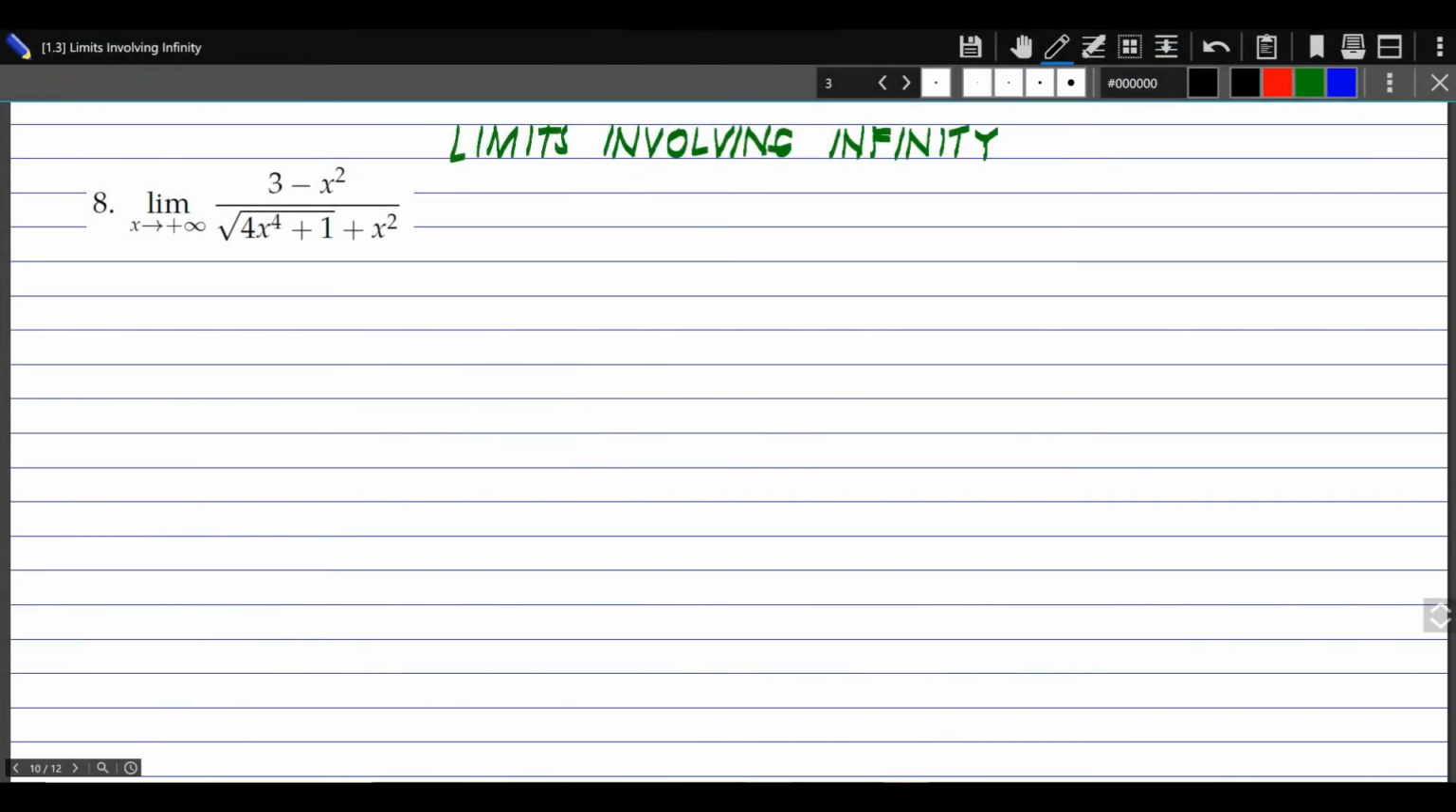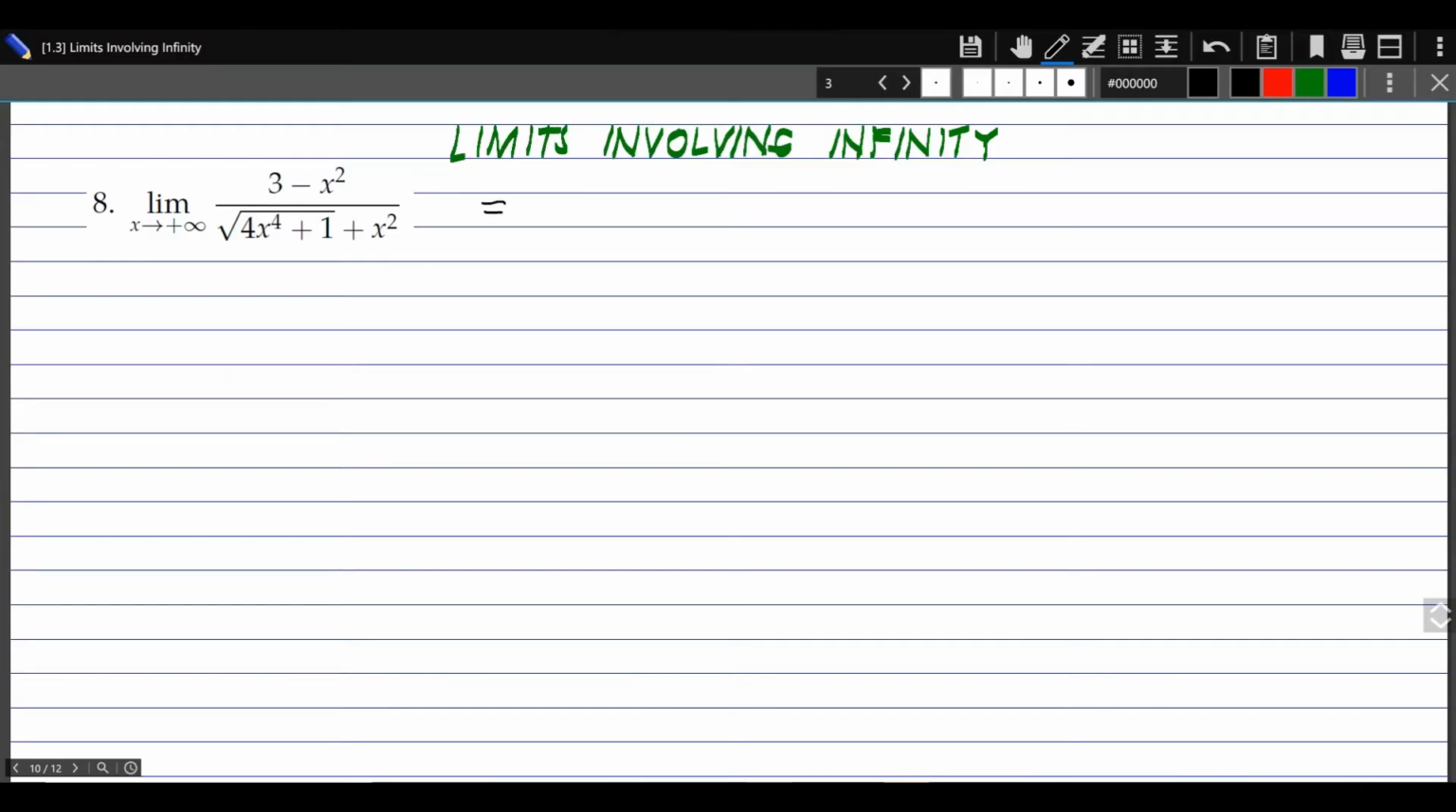So for number 8, we are asked to find the limit of 3 minus x squared all over the square root of 4x raised to 4 plus 1 plus x squared as x goes to positive infinity. We use the same technique as in items 6 and 7 discussed in the previous videos, which is to divide both numerator and denominator by the highest power of x in the denominator. In this case, it is x squared.